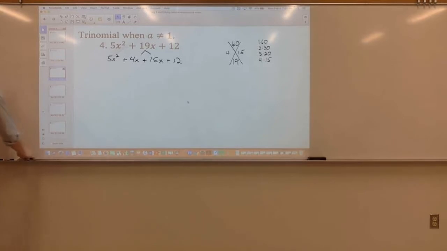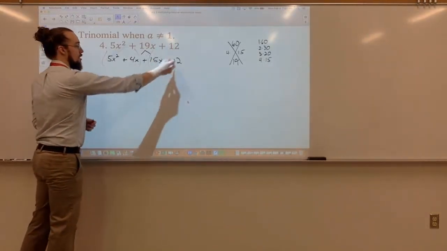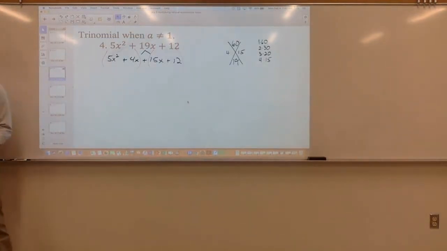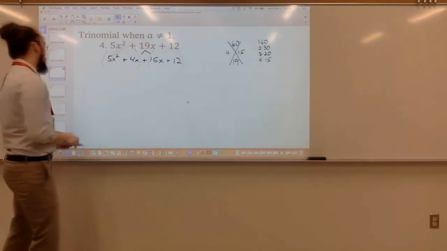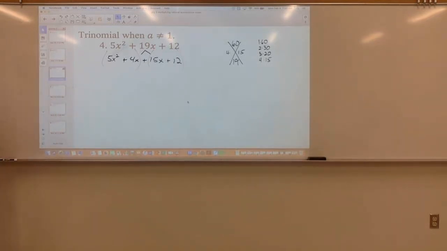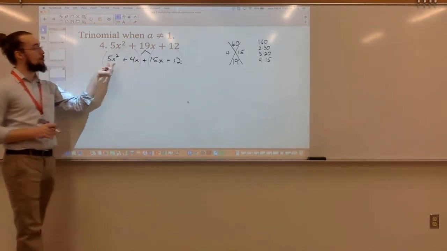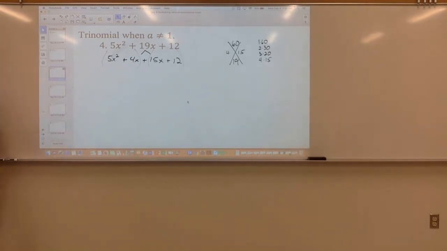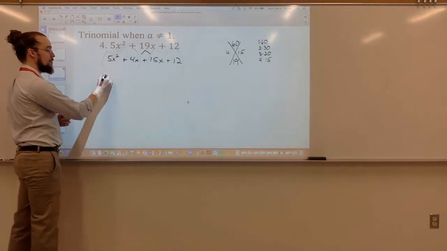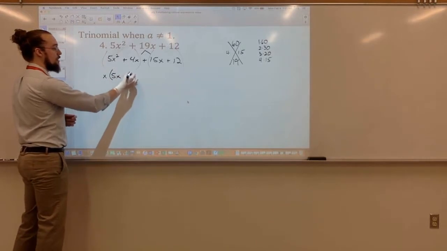Now, be careful. I saw some people just say, that's it, those are the factors. No, because each of them is 5 together. What we want to do is look for a GCF in each pair. Between 5x squared and 4x, what can I take out of both of those terms? An x. There is no common factor between 5 and 4, so all I can take out is an x, and I would be left with 5x plus 4.